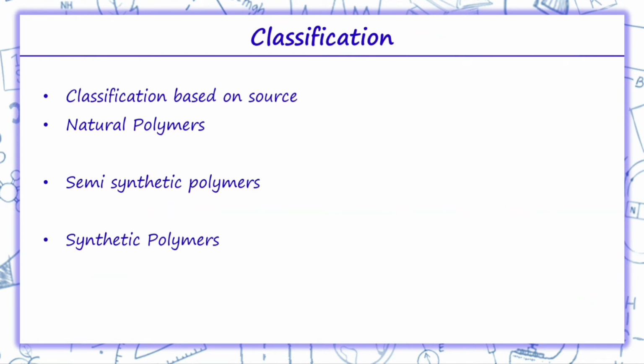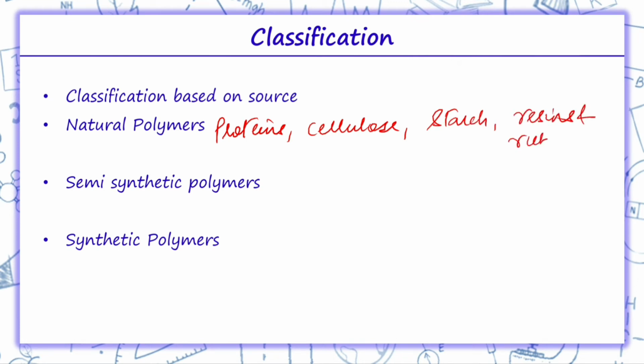Coming on to classification of polymers. The first classification is based on sources. Natural polymers, which are found in plants and animals, like we have proteins, cellulose, starch, resins and rubber. Semi-synthetic polymers, that is the derivatives of natural polymers, are semi-synthetic polymers.